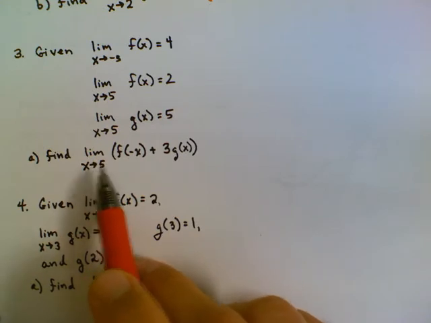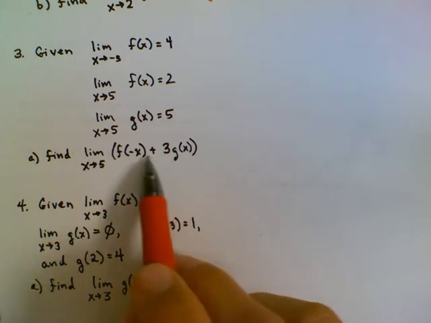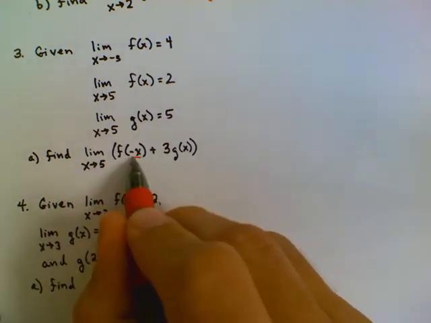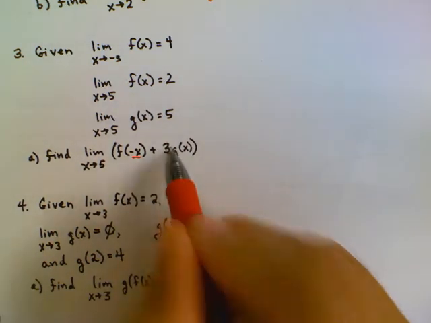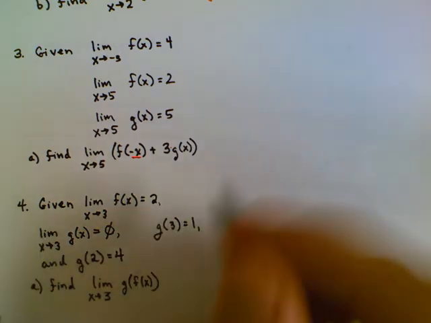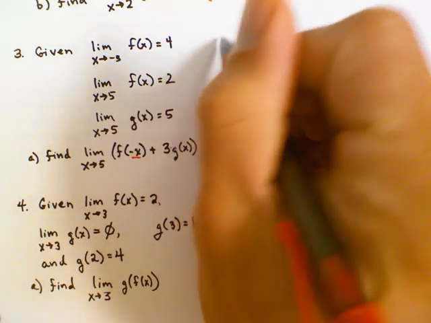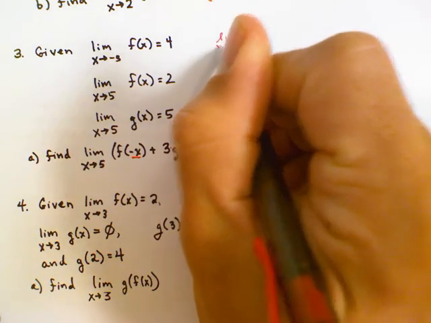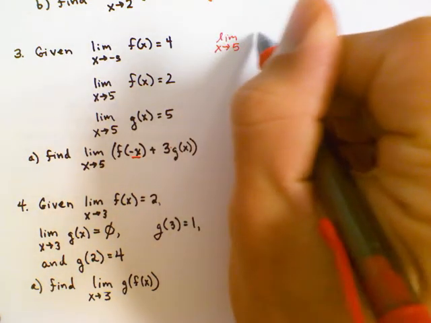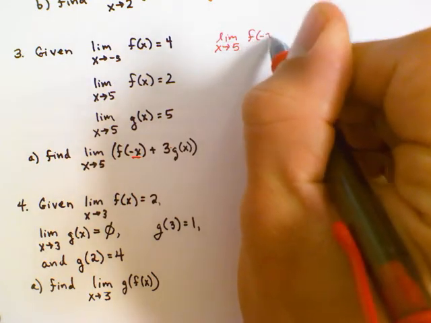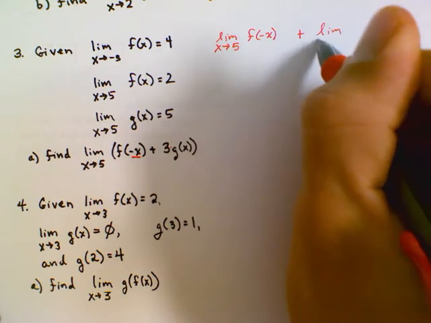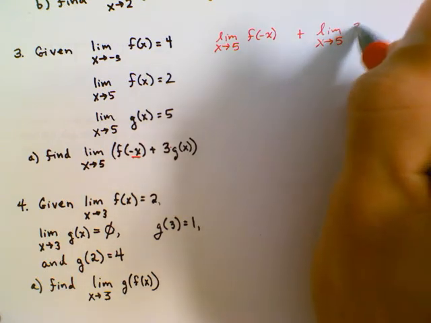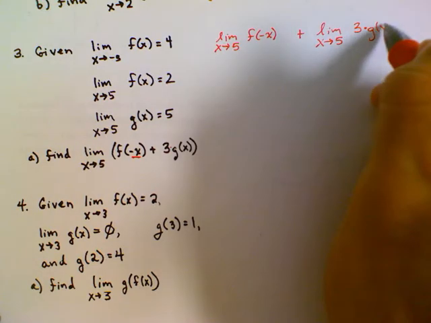So we're trying to find the limit as x approaches 5. We have some addition in here, but we also have, look at this negative x in here. That is a composition, okay? And this is also a product. So this is going to be a long-looking problem. So here we go. The limit as x approaches 5 of f of negative x plus the limit as x approaches 5 of 3 times g of x.